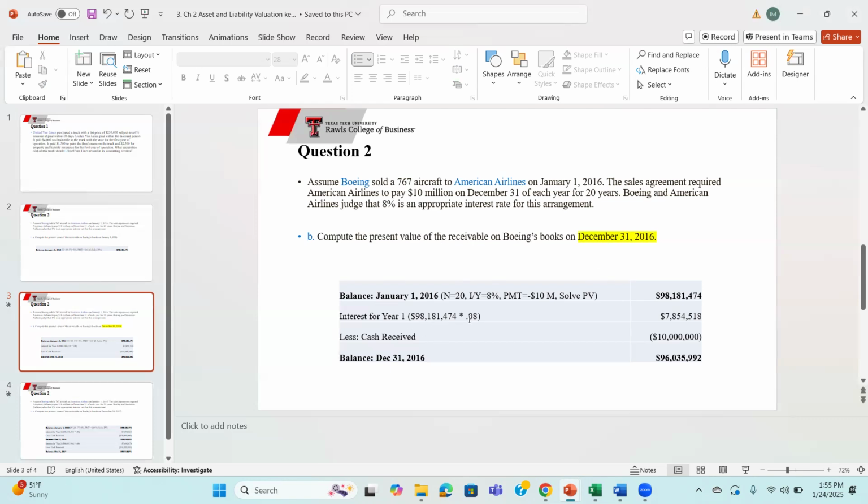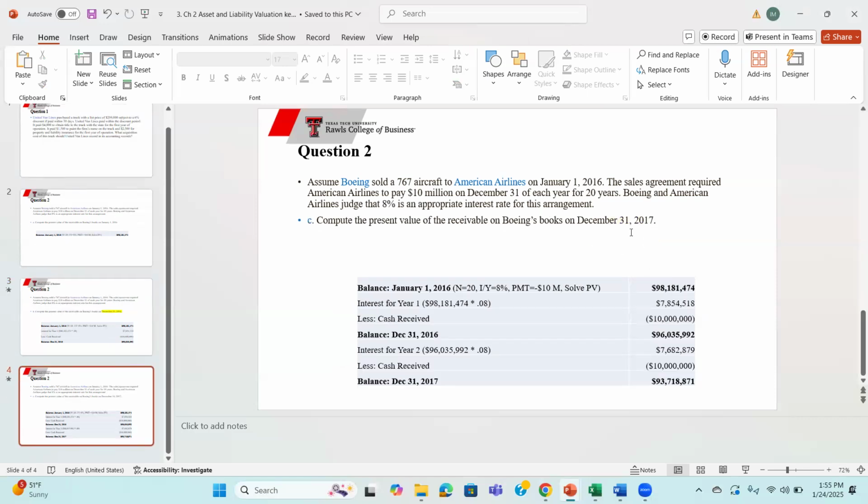So we just include that 8% with the beginning balance, and by the adjustment of this interest you have the value, and then you get 10 million every year as a payment. So you just subtract it, and then you get the ending balance for the receivables on December 31st. So this is true for all the following years. If you go for December 31st, 2017, you can see in our next part, you just start from your beginning balance, which is December 31st, 2016.